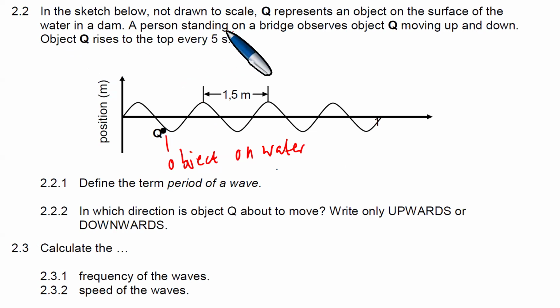A person standing on a bridge observes object Q moving up and down. Object Q rises to the top every 5 seconds. Define the term period of a wave. What is the period of a wave?